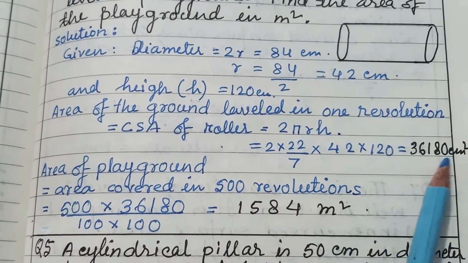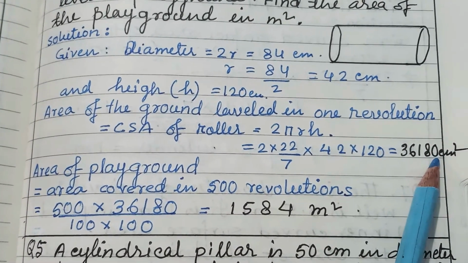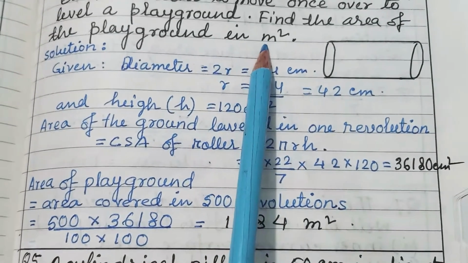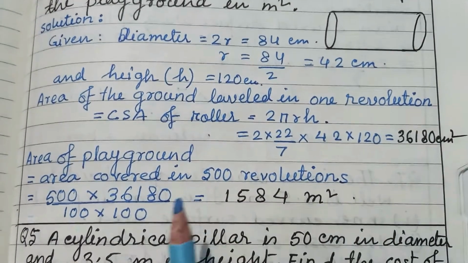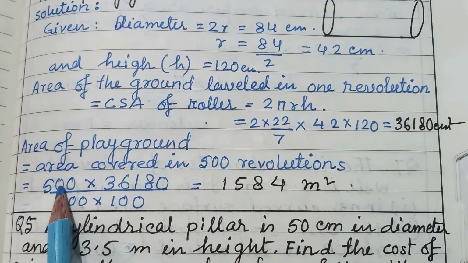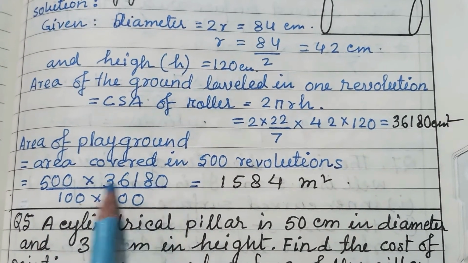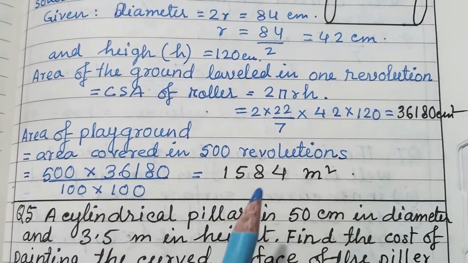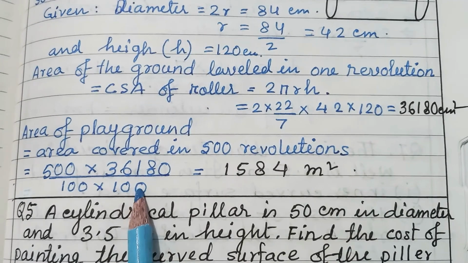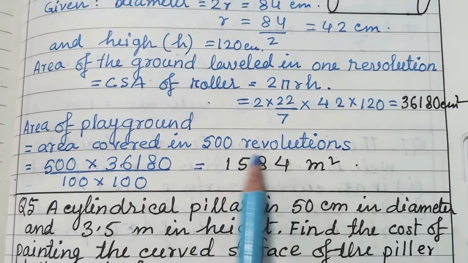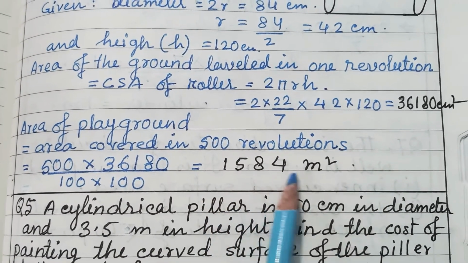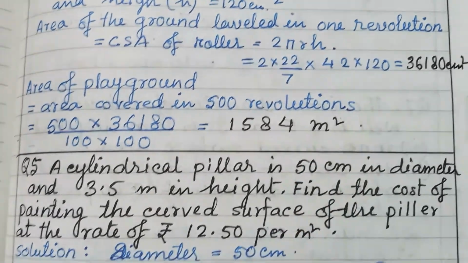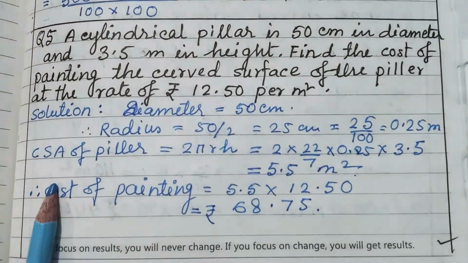It is in centimeter square. You have to change into meter square, because the answer has to be found in meter square. So divide 500 into this area upon 100 into 100. 2 times, centimeter square will change into meter square. So it is coming 1584 meter square. Okay. Now it is the last question of this part.